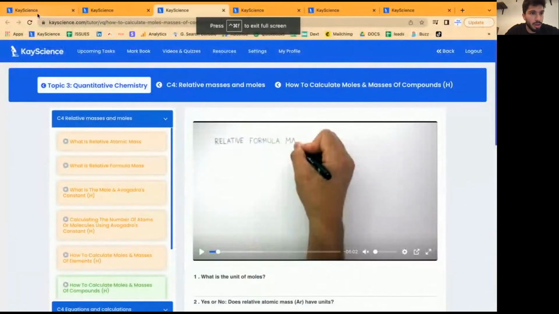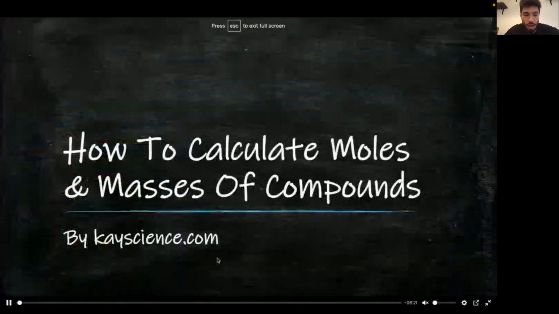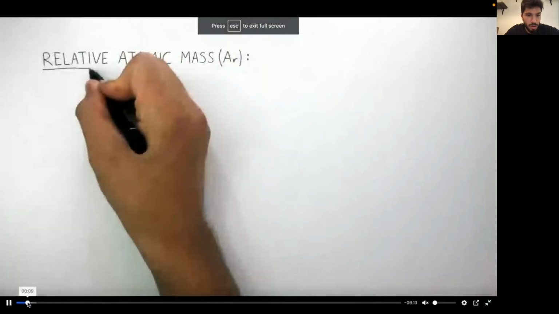I hate it when it doesn't load properly. Let me just restart it. Okay, how to calculate moles and masses of compounds.